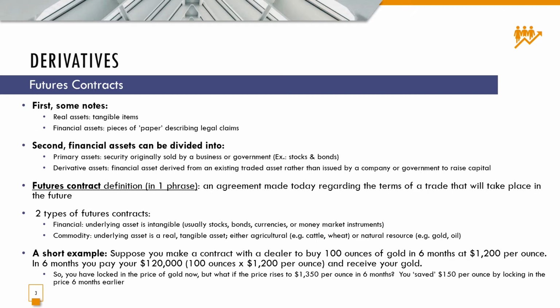Here is a short example of a futures contract. Suppose you make a contract with a dealer to buy 100 ounces of gold in 6 months at $1,200 per ounce. In 6 months, you pay your $120,000, which is 100 ounces times $1,200 per ounce, and receive your gold. So you've locked in the price of gold now. What if the price rises to $1,350 per ounce in 6 months? You've saved $150 per ounce by locking in the price.